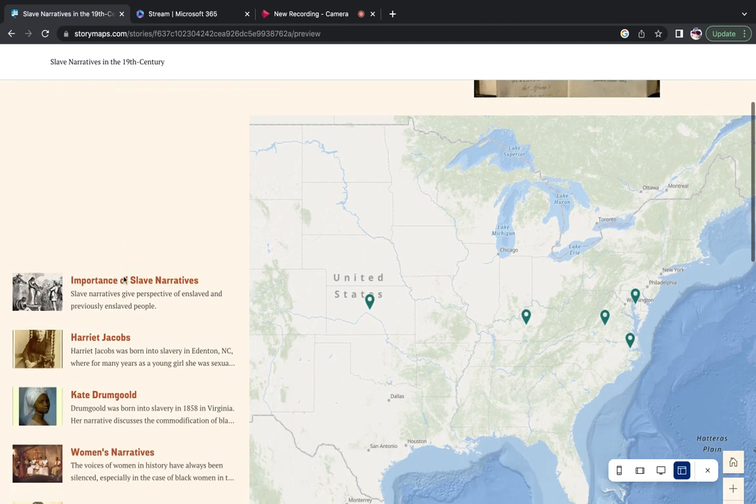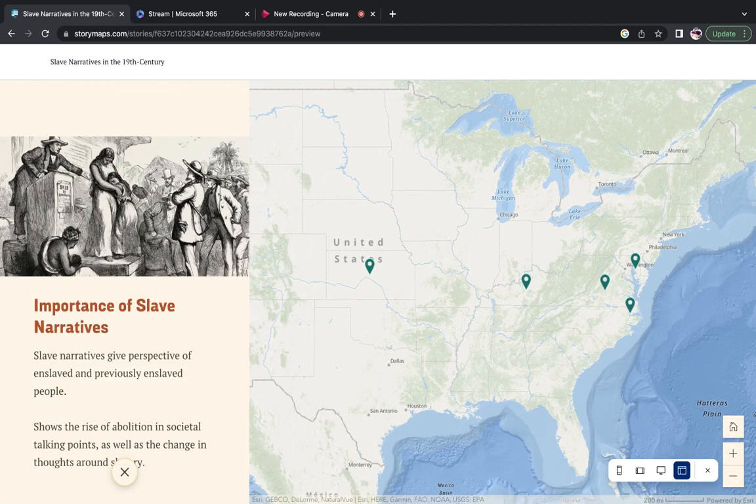So, the first thing that we're going to jump into is the importance of slave narratives. But first, what is a slave narrative? A slave narrative is going to be an autobiography and/or a memoir. Essentially, it is describing the first-hand life experience of a person who was enslaved or who knew of somebody in their immediate life who was a slave.